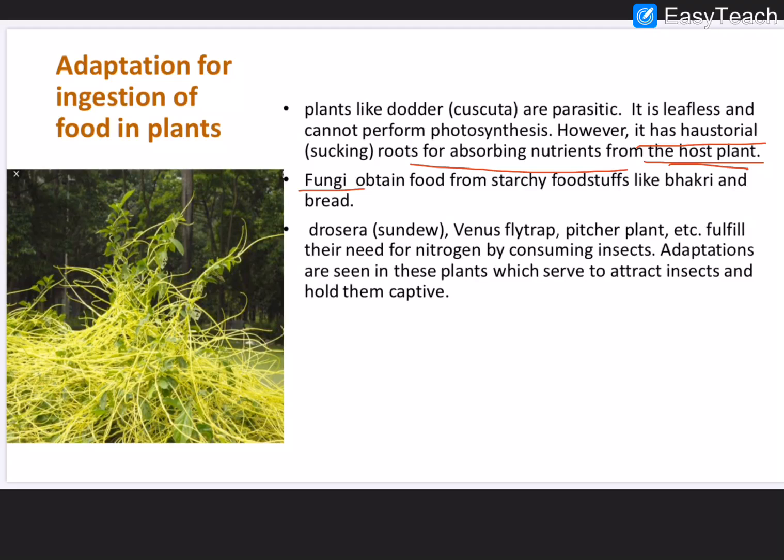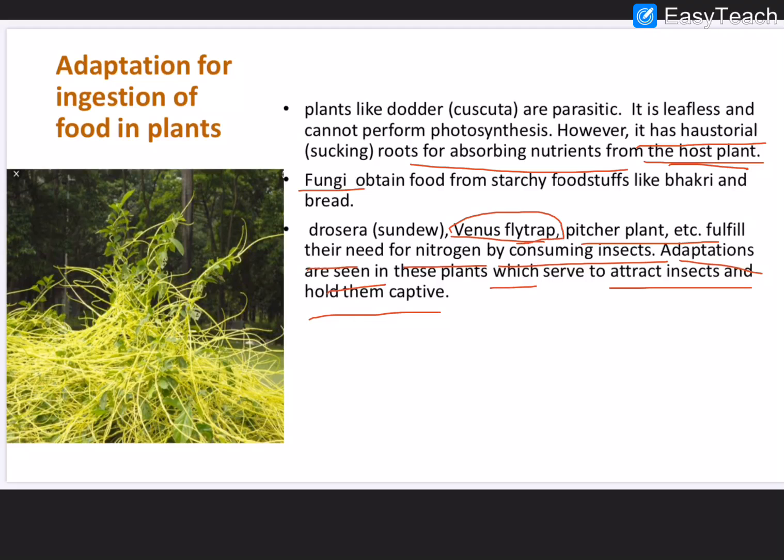The next case is of the Drosera, Venus flytrap, pitcher plant, etc. They fulfill their need for nitrogen by consuming insects. So they consume insects, which means they are heterotrophic. They have modified leaves, so the adaptations seen in these plants serve to attract insects and hold them captive. So the pitcher plant and Venus flytrap.